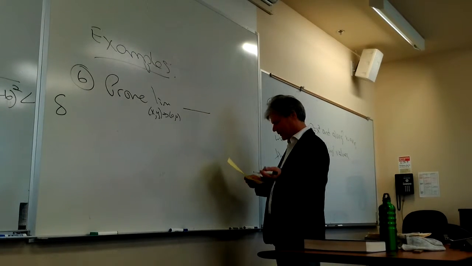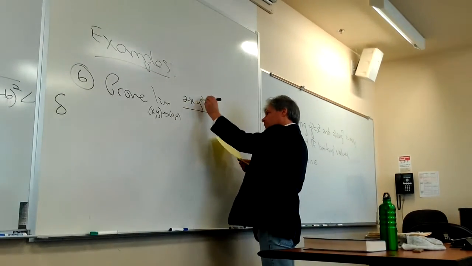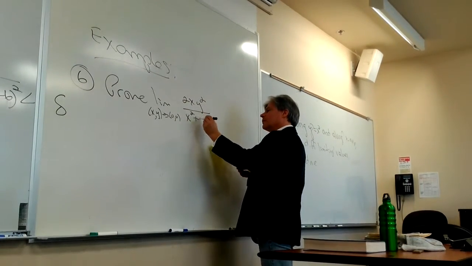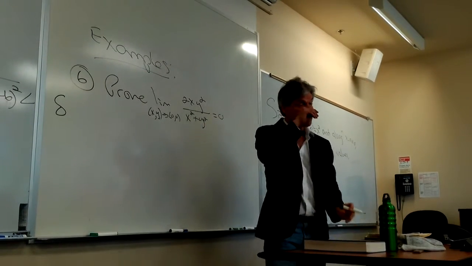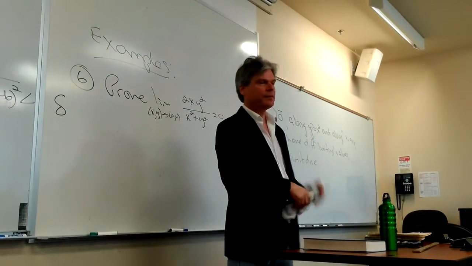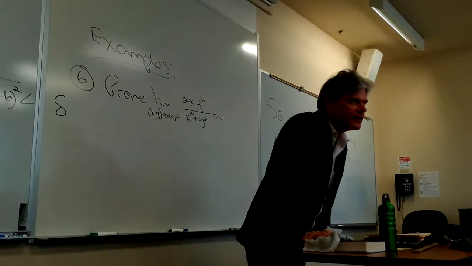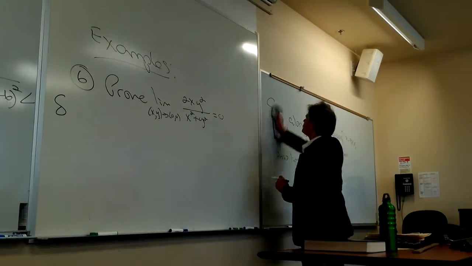Thanks. You guys, check this out. I've got to look at my example: 2xy squared over x squared plus y squared. I maintain this limit is equal to 0. Let's see if we can prove it using my delta epsilon definition of limits. So, everybody.